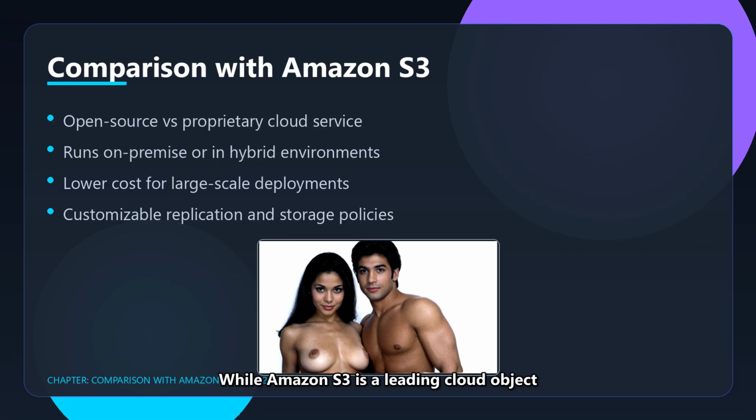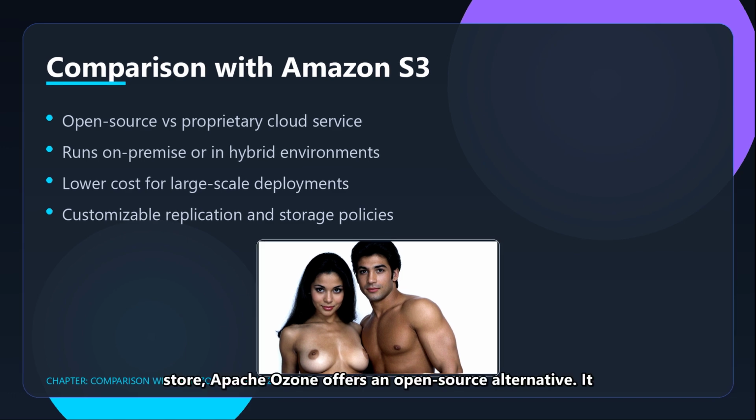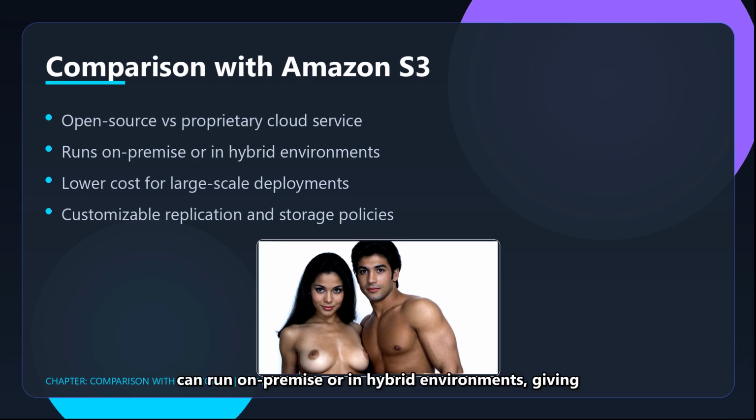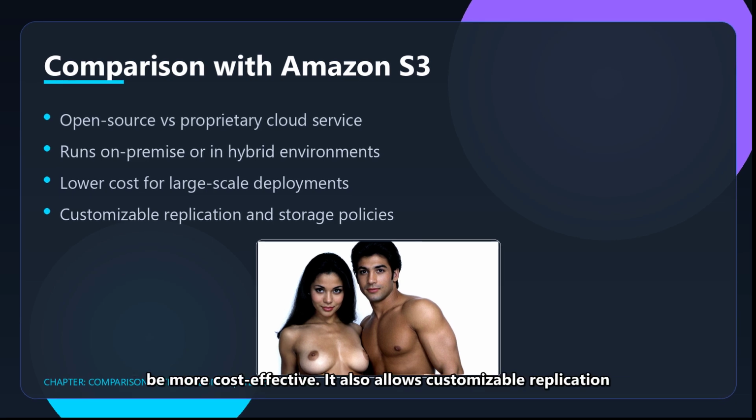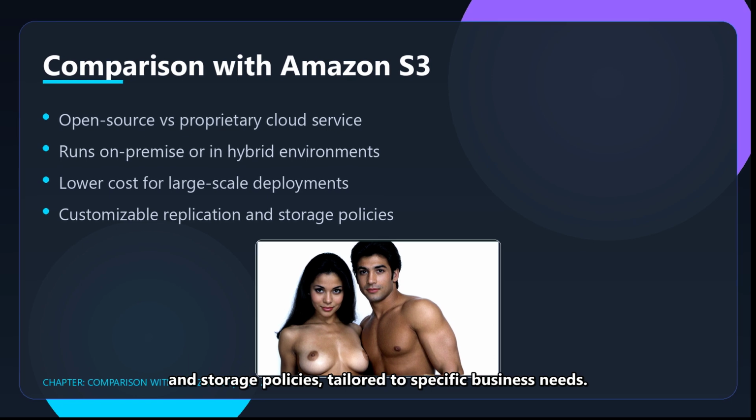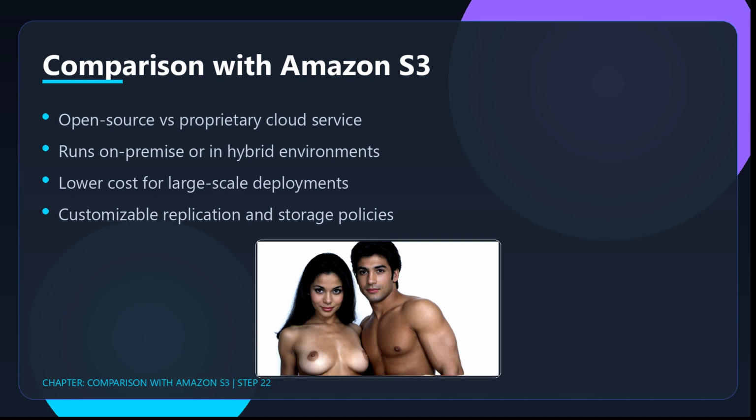While Amazon S3 is a leading cloud object store, Apache Ozone offers an open-source alternative. It can run on-premise or in hybrid environments, giving organizations more control. For large-scale deployments, Ozone can be more cost-effective. It also allows customizable replication and storage policies tailored to specific business needs.